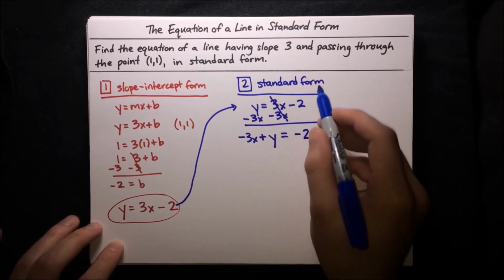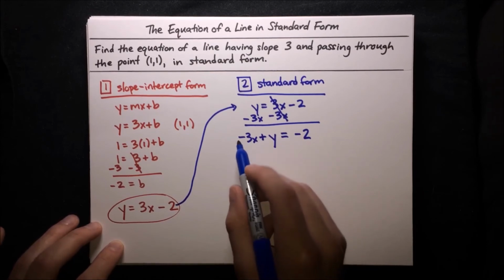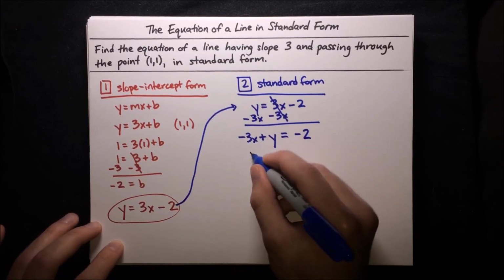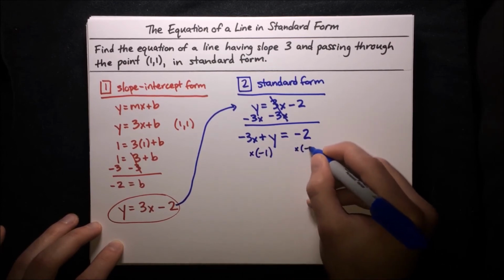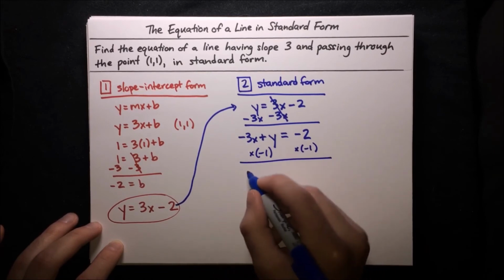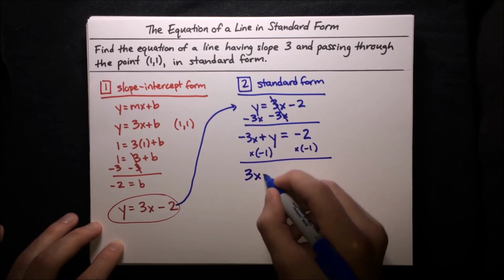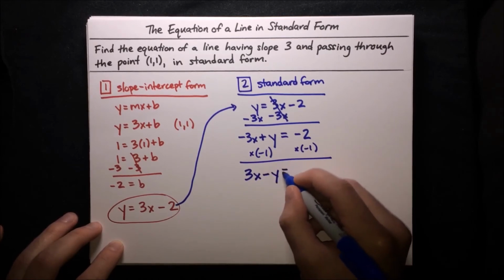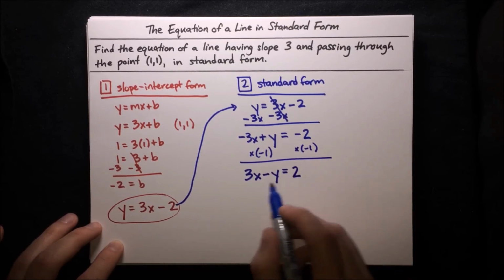Now remember, with standard form, we need the coefficient on the x to be non-negative. So we need to get that negative off of the 3. And we can do that by multiplying by negative 1 on both sides. That flips the sign on this negative 3, so it becomes positive 3. Also flips the sign on the y, so minus y is equal to, flip the sign on the negative 2, get positive 2. And there we go.